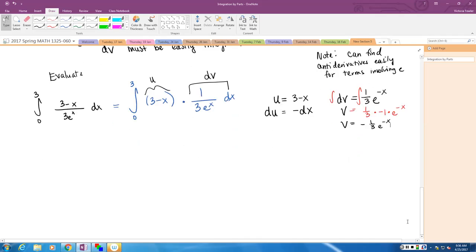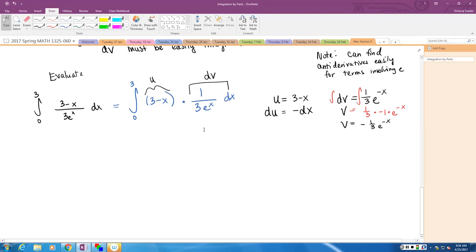Now our job is, yes? How did you get du? How did I get du? Do you agree with what we made u to be? It's 3 minus x. So du is the differential. It's just saying that I'm going to take the derivative with respect to x of 3 and negative x. The derivative of 3 is 0, and the derivative of negative x is just -1. And then we have to include the dx. Okay?